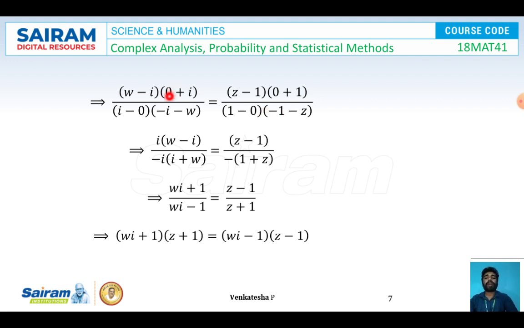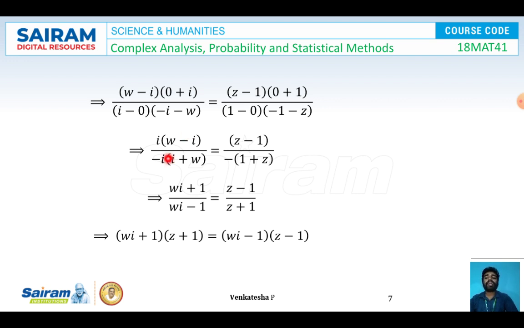By simplifying this part, we get only i here, and the same here also, this will become i, and taking minus common from this one, it will become -(W + i). Similarly, this will become plus 1, this will become plus 1, and taking minus common from this one, I get -(Z + 1). So I got the equation i(W - i) divided by (-i + W) is equal to (Z - 1) divided by -(1 + Z). I can cancel this minus sign on both sides. Taking i inside in both the equations, it will become iW, and -i times i, since i squared is -1, it will become plus 1.